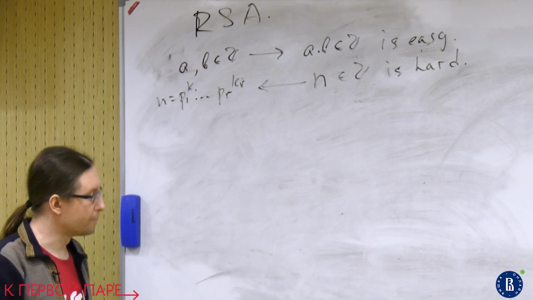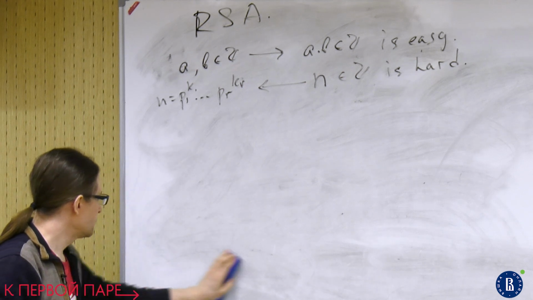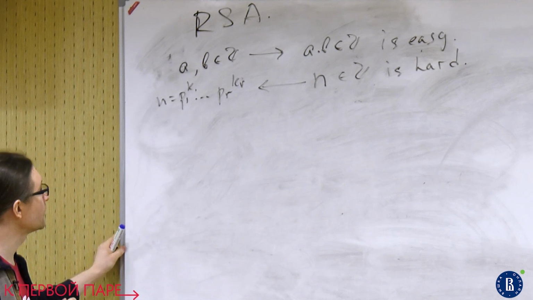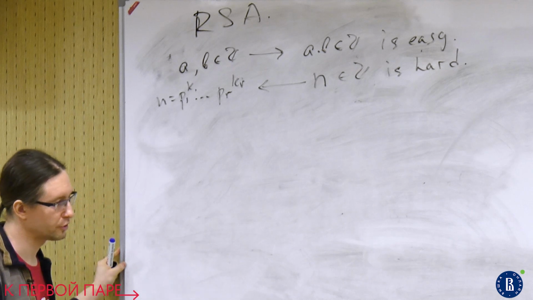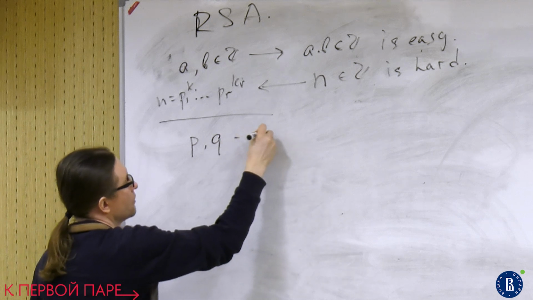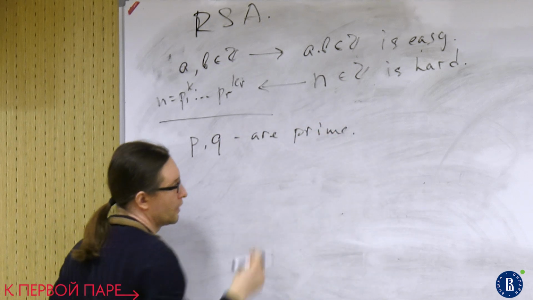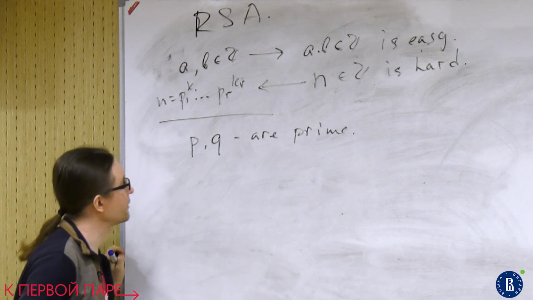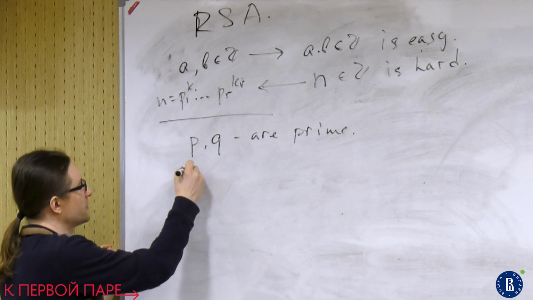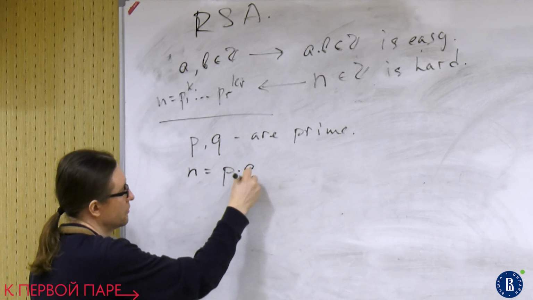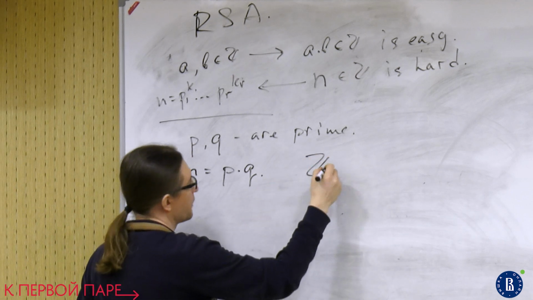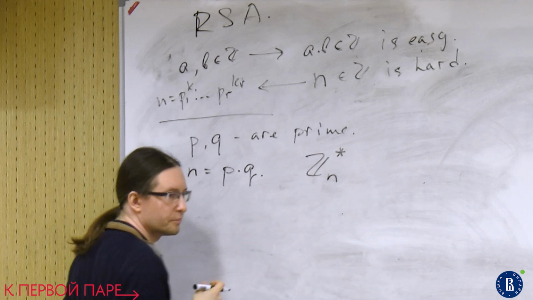Now, here is an idea how to use this. Let's take two huge prime numbers. p and q are prime, and they're huge, like thousands of digits. Now, let's produce the product n equals p times q. And I want to take a look at the group Z_n star.